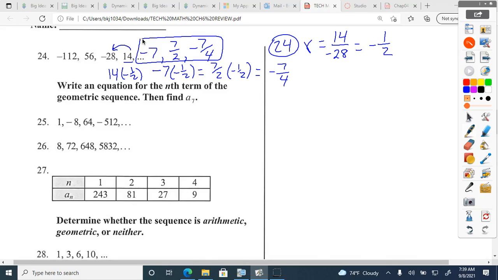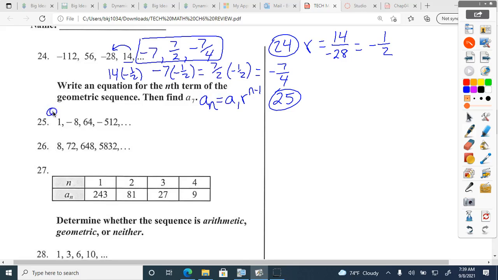25 and 26, you're writing an equation for the nth term of the geometric sequence, then finding a sub 7. This is the one where you got to know a sub n equals a1 times r to the n minus 1 power. You need to memorize that. And after that, it's just figuring out what a1 is and r is and plugging in.